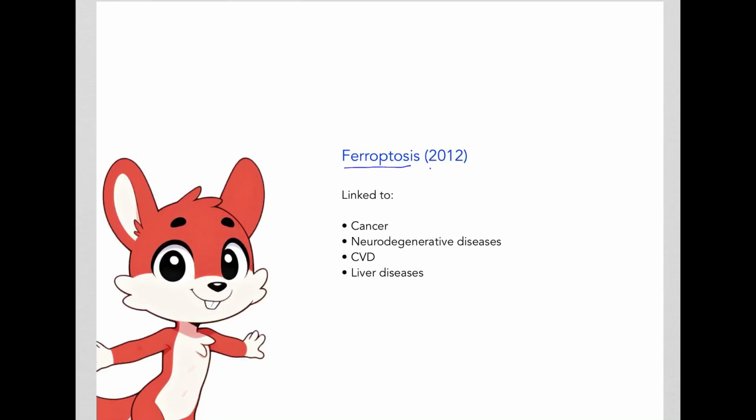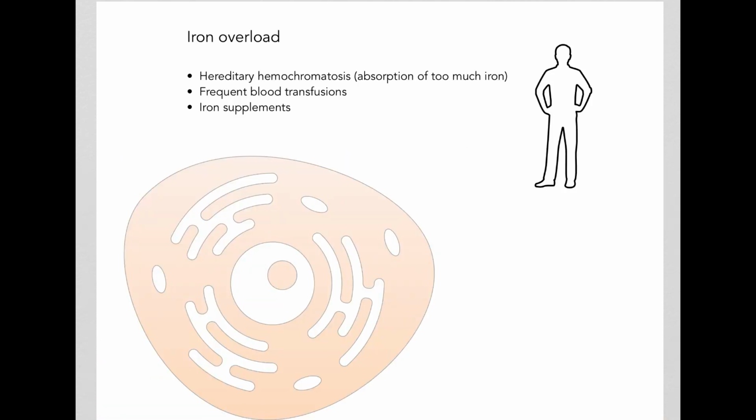Ferroptosis was reported in 2012, and this is a programmed cell death that is related to several important diseases, including cancer, various neurodegenerative diseases, cardiovascular disease, as well as liver diseases. Now, in cases where there is excess iron in the body, what we call iron overload, this increases the chances of ferroptosis. And you see iron overload in several situations.